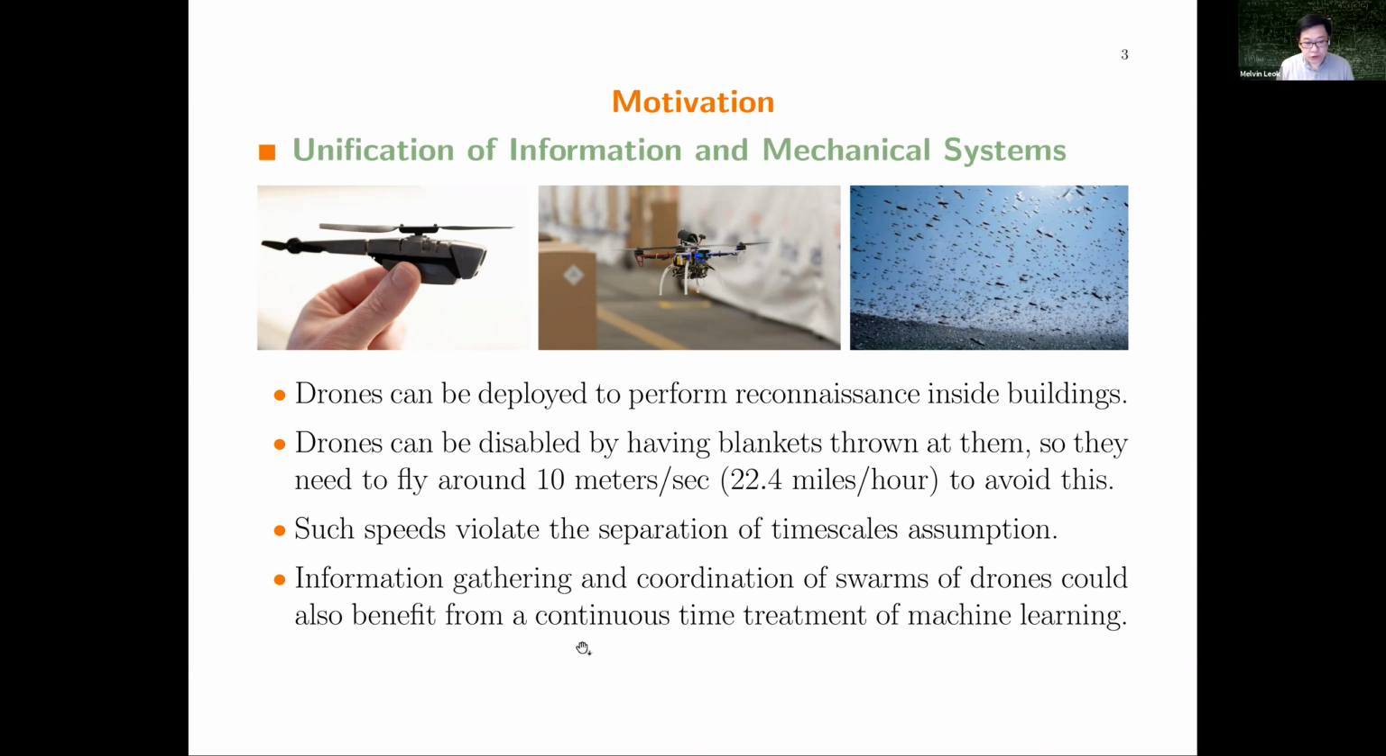So the main point is that information gathering and coordination of swarms of drones could potentially benefit from a continuous time treatment of learning, where both the mechanical optimal control as well as the optimization in terms of a more learning theoretic task are treated on an equal footing.